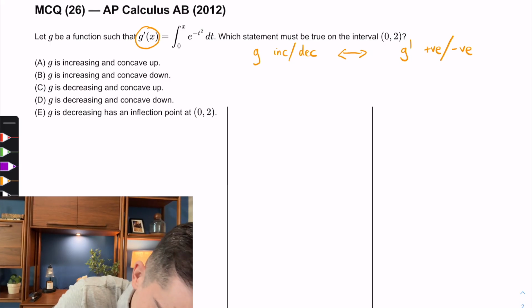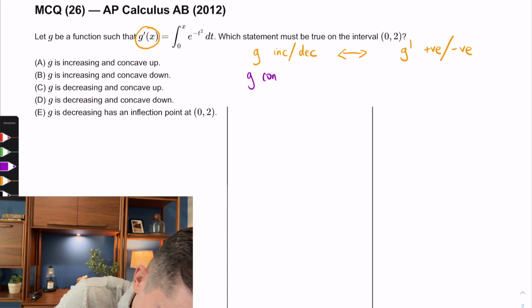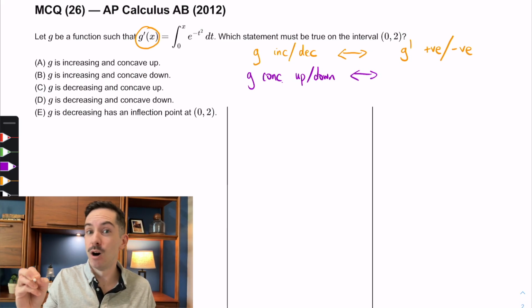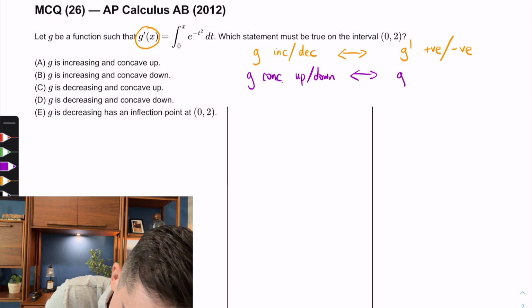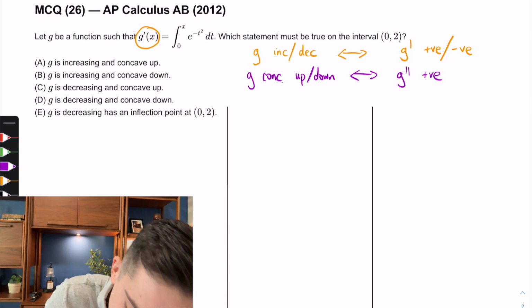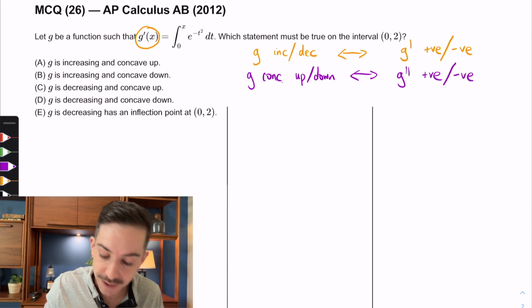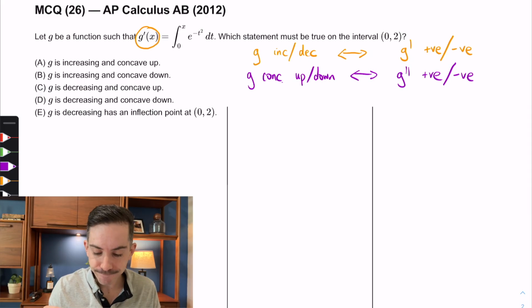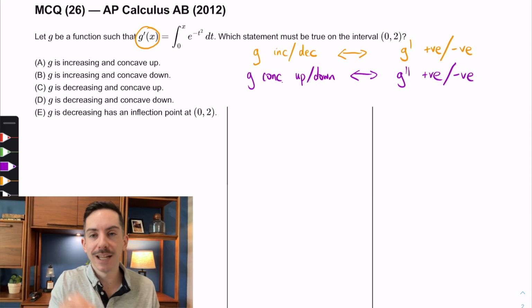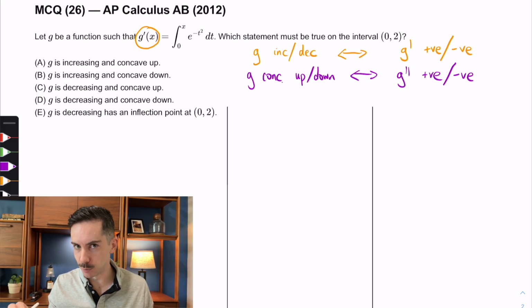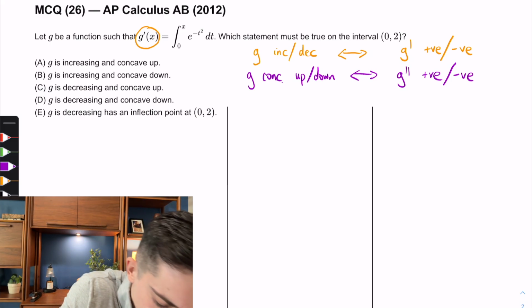Similarly, g being concave up or down, I can get that information by looking at the sign not of g prime, but of g double prime, so the second derivative. If that is positive, I'll get concave up behavior for g. If it's negative, I'll get concave down behavior for g. So you can see I can totally answer this question by figuring out the signs of g prime and g double prime. So let's dive in.